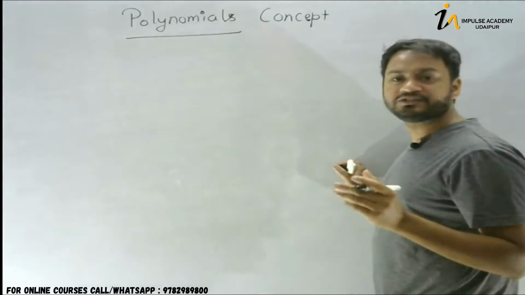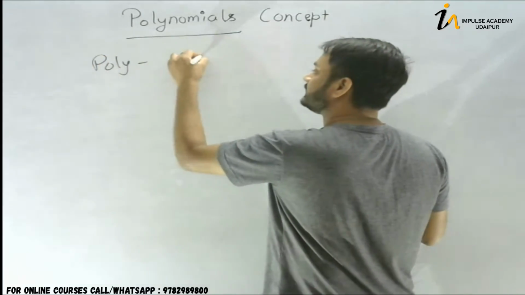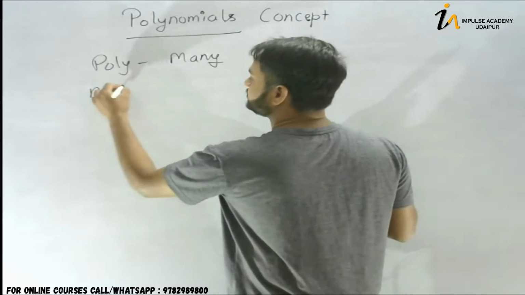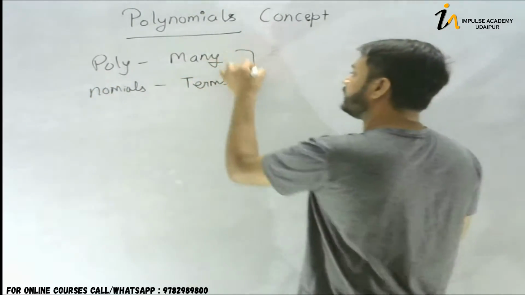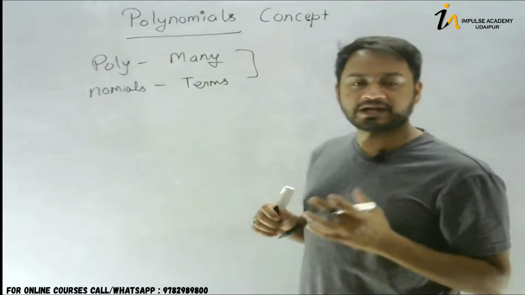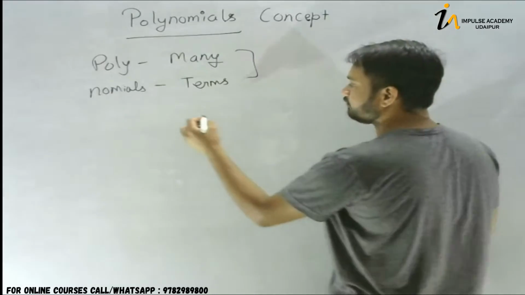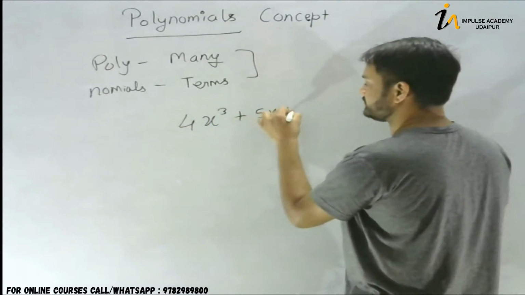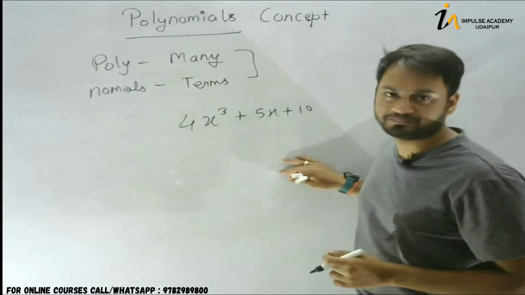Polynomial. Poly means many, and nomials means terms. If we combine these two, it means an algebraic expression with many terms, for example 4x cubed plus 5x plus 10. This is called an algebraic expression.